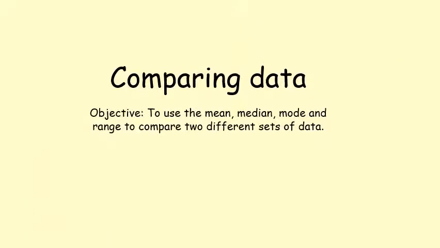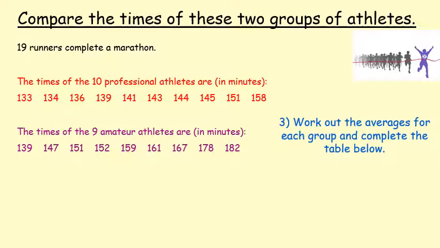Okay, so the main part of this lesson is going to be on comparing data. We want to be able to use these types of averages and the range to compare two different data sets. Okay, so in example 1 here, we want to compare the times of two groups of athletes. We've got 19 runners who complete a marathon. In red are the times of the 10 professional athletes in minutes, and in purple are the times of the 9 amateur athletes in minutes.